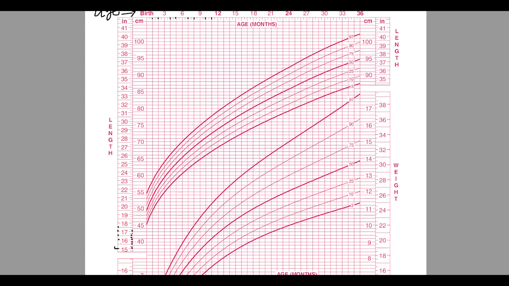So on the small side, where the small markings are, they equal 1/4 inch. That is the right side. On the left side, it equals 1/2 inch increments for the length.